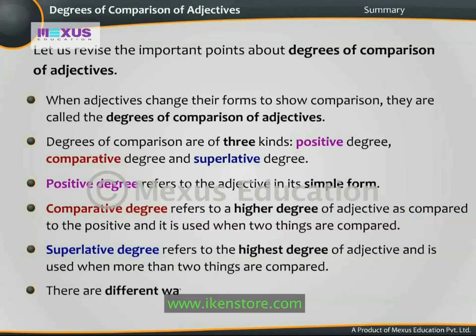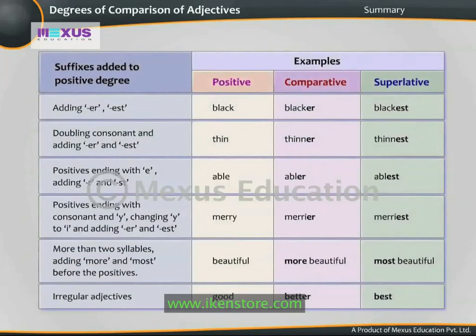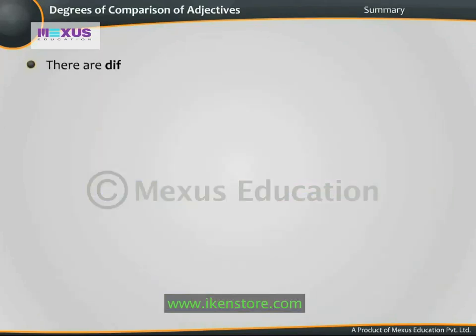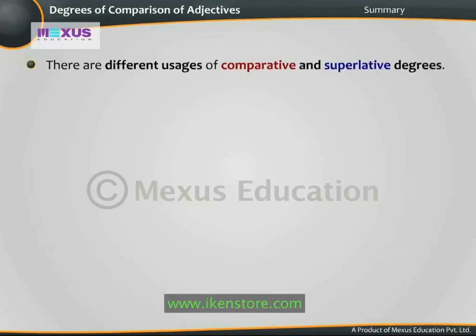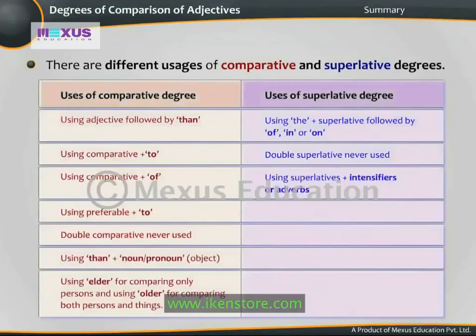There are different ways in which comparative and superlative degrees are formed. They are: observe the suffixes in the following table. There are different uses of comparative and superlative degrees. The following table lists the use of comparative and superlative degree.